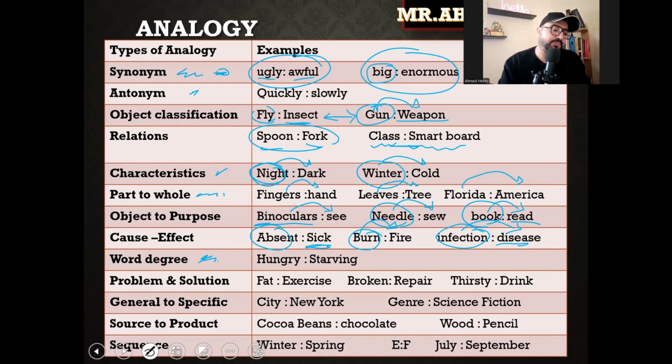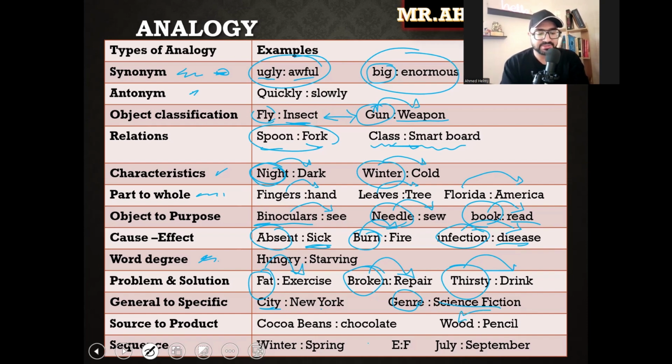Then we have another type of analogy called problem and solution. If you are fat, do some exercise. If something is broken, try to repair it. If you are thirsty, you drink. Next we have city and New York, which is called general to specific, genre like science fiction, and then source to product. Cacao beans come from chocolate and wood, and the pencil is made of wood.